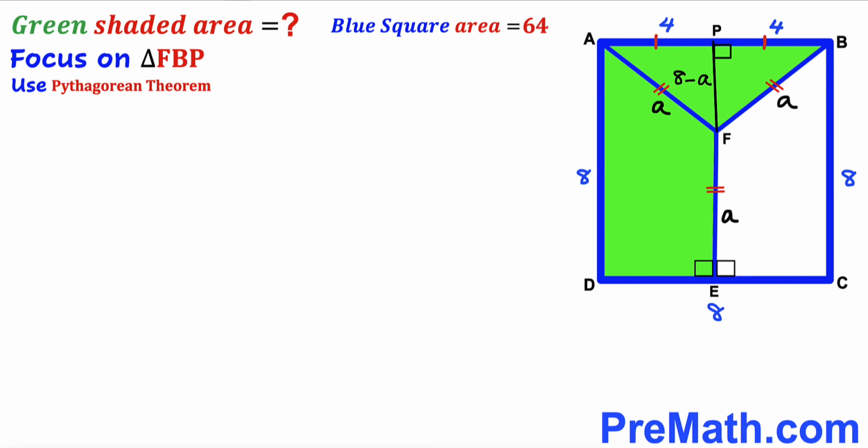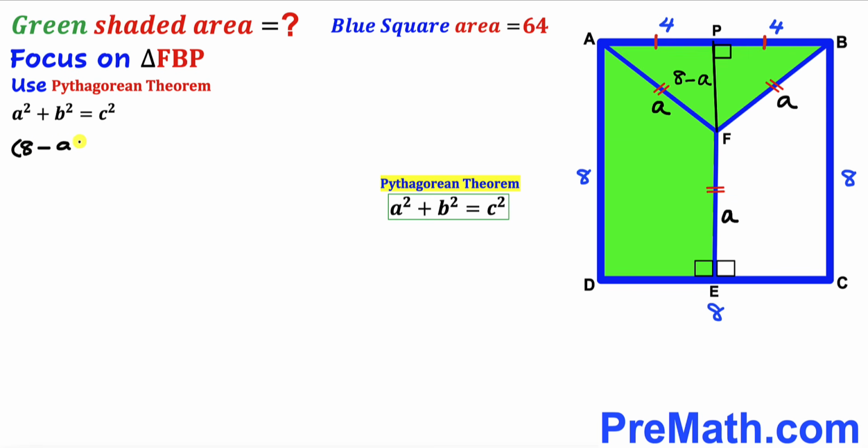Now we are going to apply the Pythagorean theorem on this triangle FBP. Here's our Pythagorean theorem: a squared plus b squared equals c squared. In our case, our hypotenuse is lowercase a, whereas our two other legs are 8 minus a and 4. Let's go ahead and fill in the blanks in this Pythagorean formula. So we got (8 minus a) whole squared plus 4 squared equals a squared.